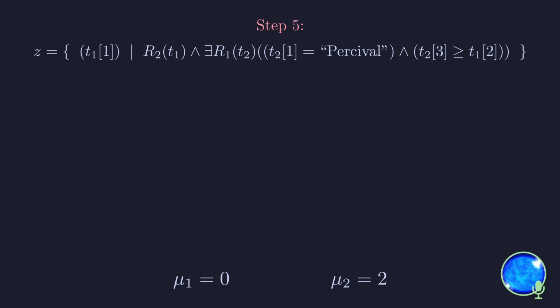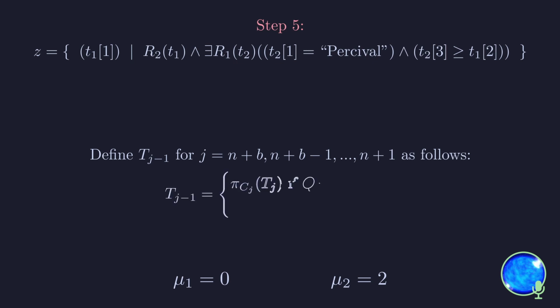We're almost there. Now, for every bound variable Tj in V, starting with the last one and working backwards, we'll define Tj minus 1 as follows based on the tuple variable's quantifier. Tj minus 1 is equal to the projection of Tj on Cj if Qj is the existential quantifier. Otherwise, Tj minus 1 is equal to the projection of Tj on Cj plus 1 divided by Sj if Qj is the universal quantifier. This is how Cj is defined.